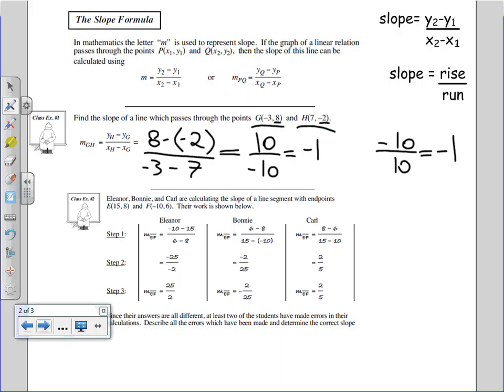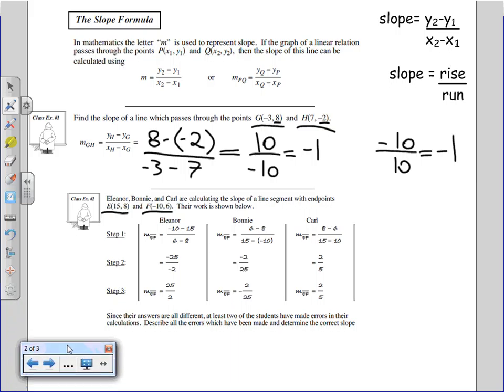Carl the Cactus, yeah, earlier. Okay, Eleanor, Bonnie, and Earl. No, Carl. They all tried to calculate these two points. Well, we need to figure out who screwed up, or if anybody screwed up.